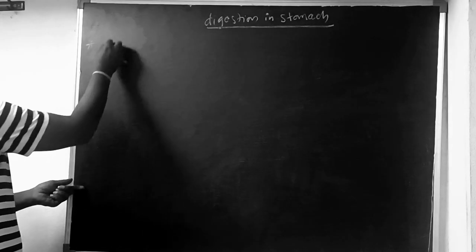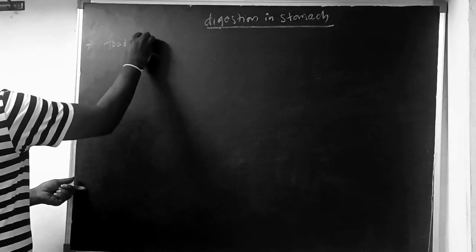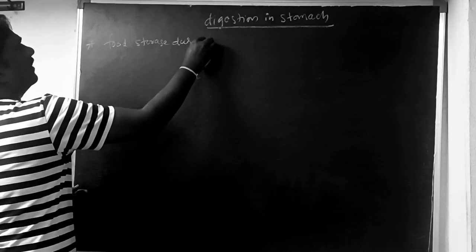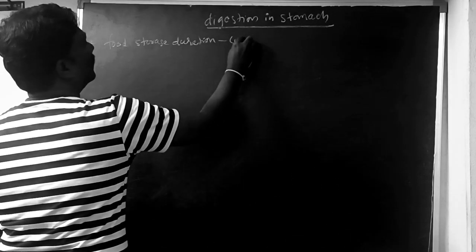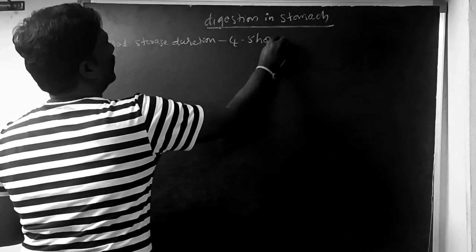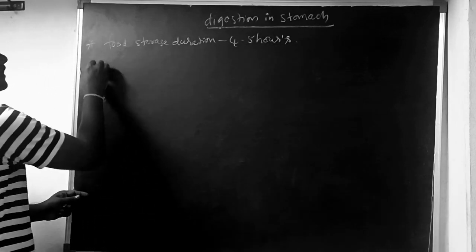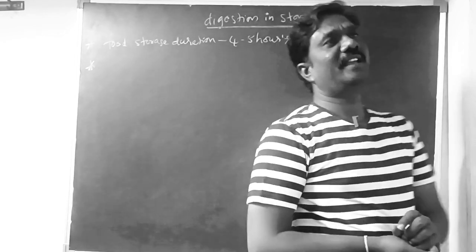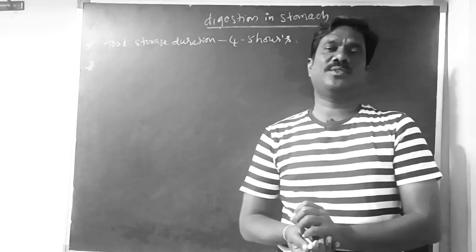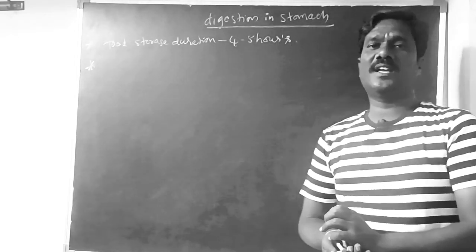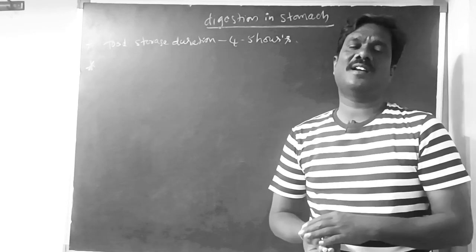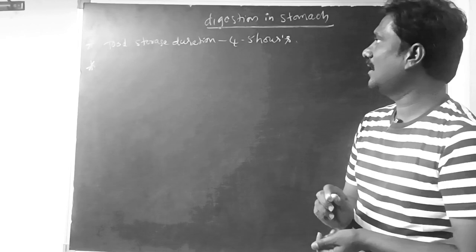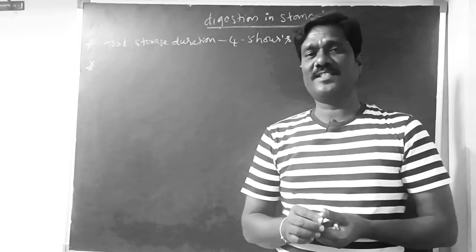Storage duration is nearly 4 to 5 hours. The stomach has layers: serosa, mucosa, submucosa, and muscularis externa. So several layers are present, and also different types of cells are present.